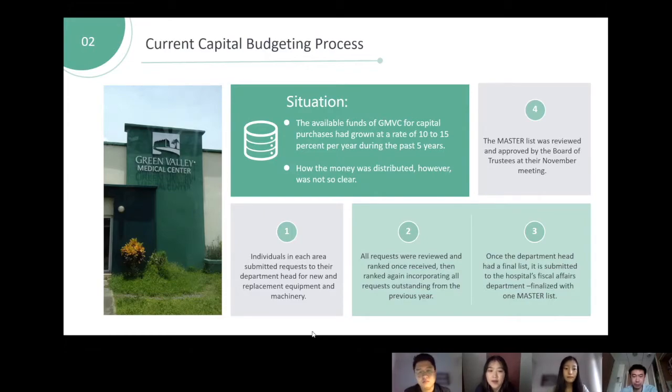In this step, the department head will drop all the unnecessary requests, and an equipment request form will be made containing the name of the requester, the date, the price, and a brief explanation of the request.